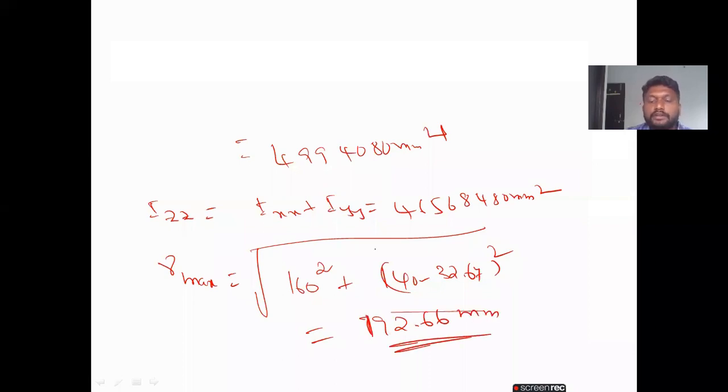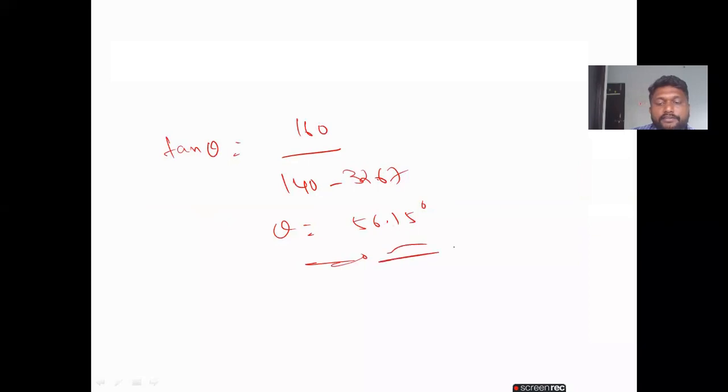After that we have to calculate the tan theta equal to 160 by 140 minus 32.67, then theta we will get 56.15 degrees.